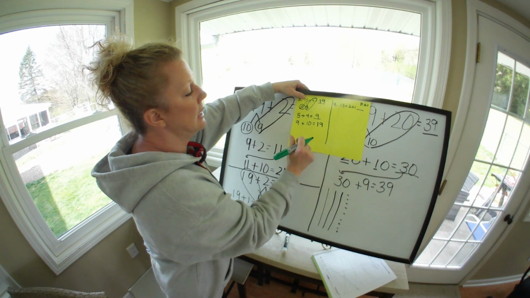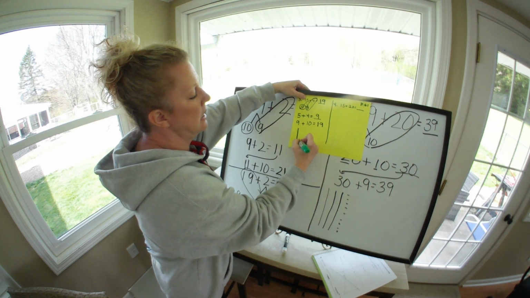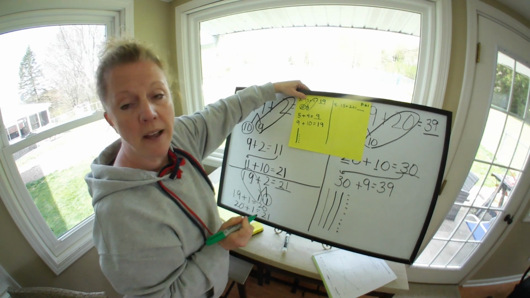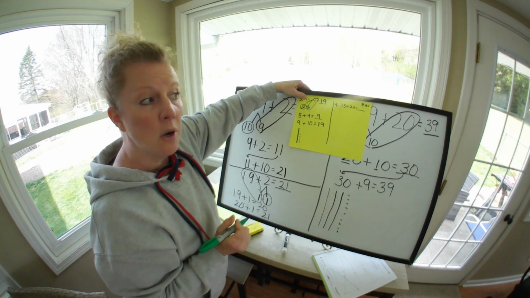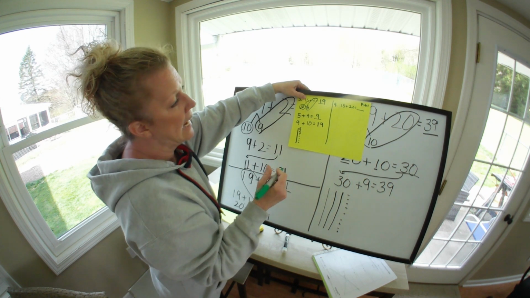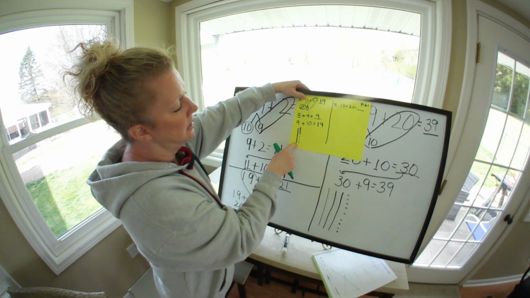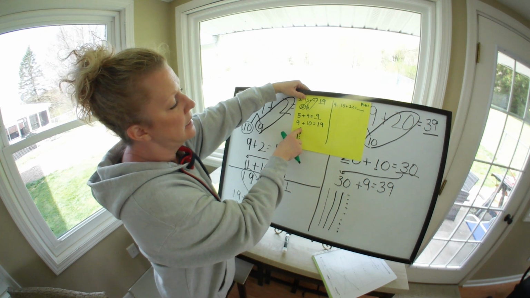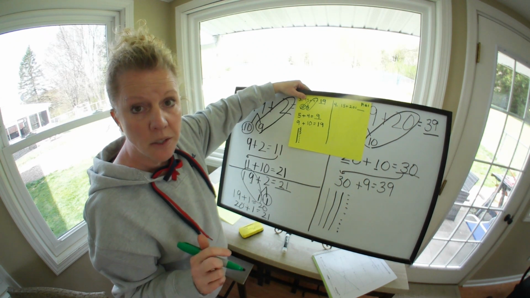Now to prove your answer, let's draw it. We have a 10 stick and 5 1s. There's my 10 stick and 5 1s. Now I need to draw 4 more. So if I add it, I have 10, and then we knew there was 5 here, so that's 15, 16, 17, 18, 19. The answer is correct.